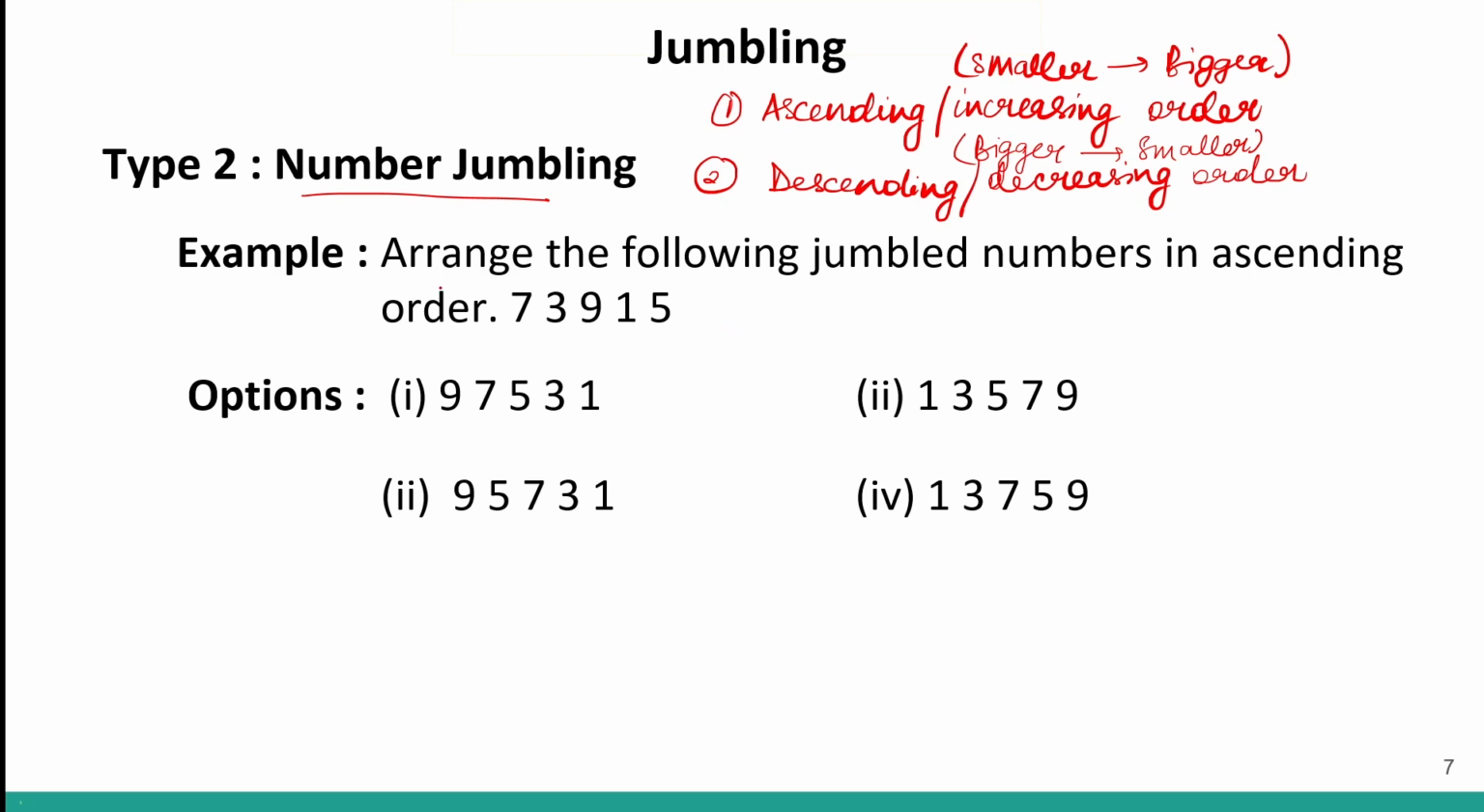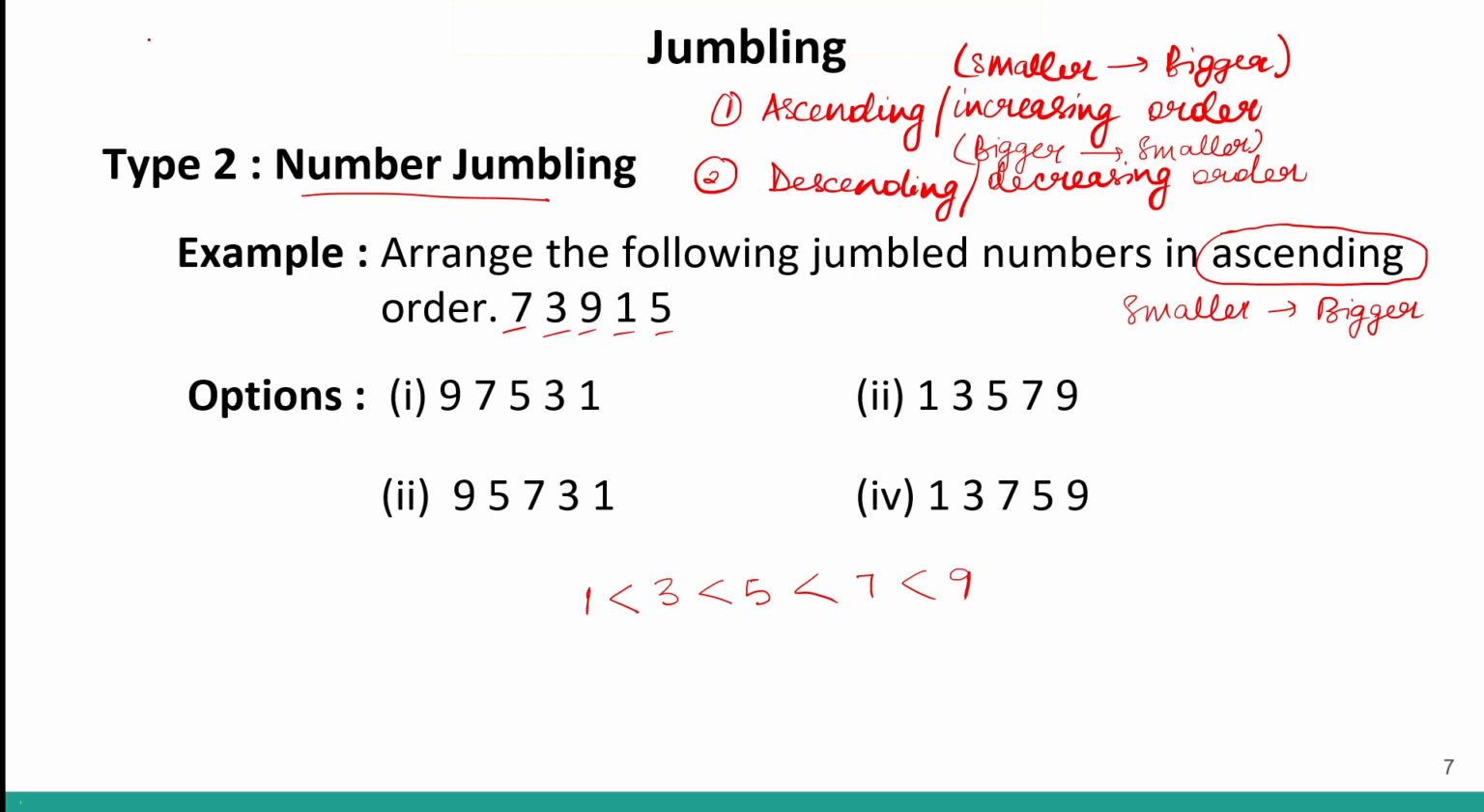Now, if we look at the question, first and foremost thing is to make sure what is asked. So, in this question, particularly, ascending order is asked. Ascending order means what? Smaller to bigger. Correct? This is what you mean by ascending order. Now, if the numbers given to me are 7, 3, 9, 1, and 5, and I have to arrange them in ascending order, that means 1, which is smaller than 3, which is smaller than 5, which is smaller than 7, and which is smaller than 9.